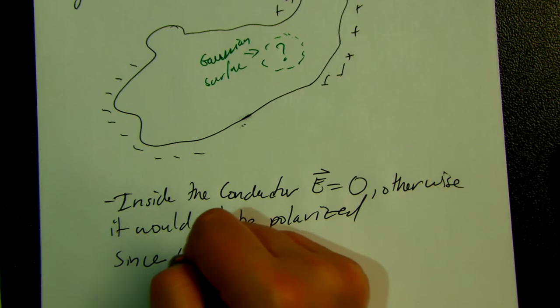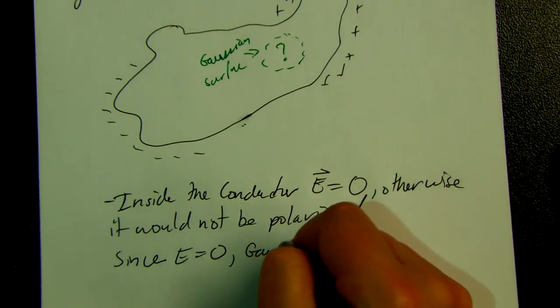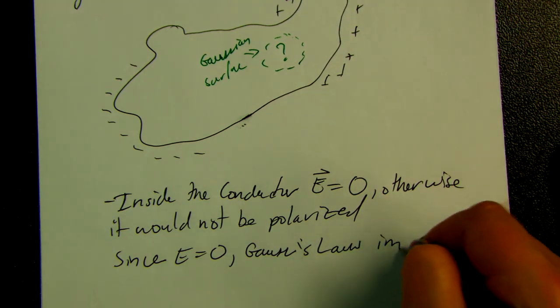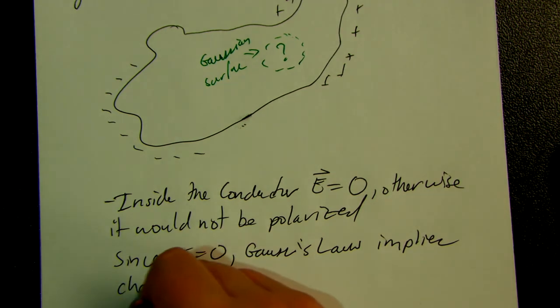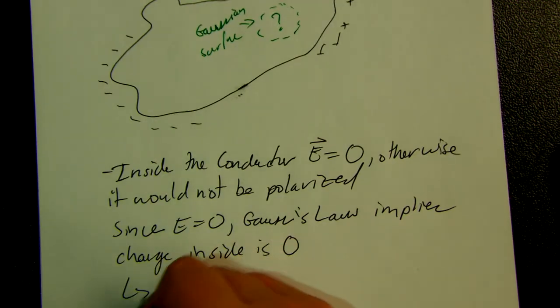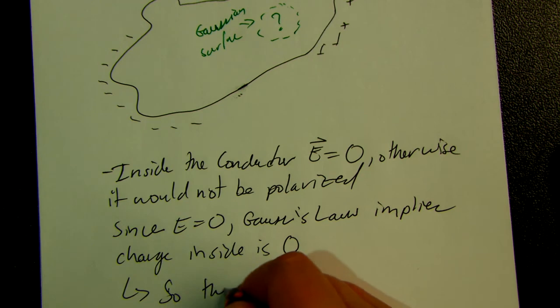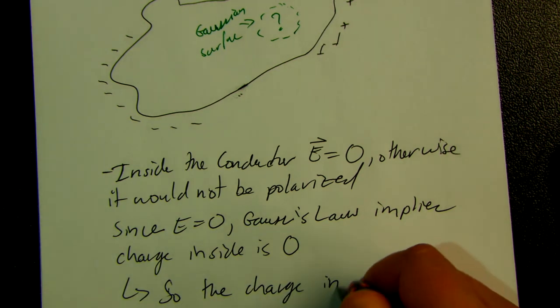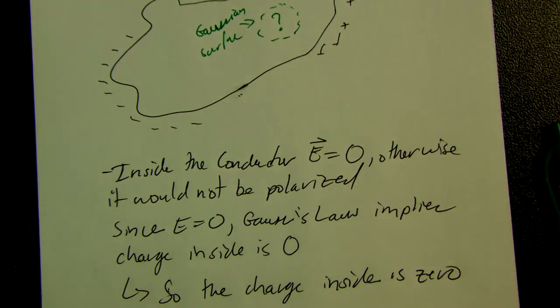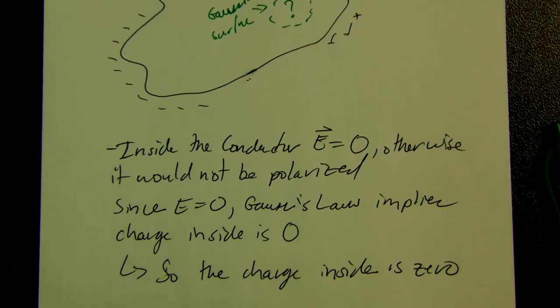Since E is 0, Gauss's law implies charge inside is 0. So the charge inside our little surface is 0. So if E is 0, then Q is 0. If Q is 0, then E is 0. And this, while perhaps you could use Coulomb's law to go after this, is actually better explained by using Gauss's law.